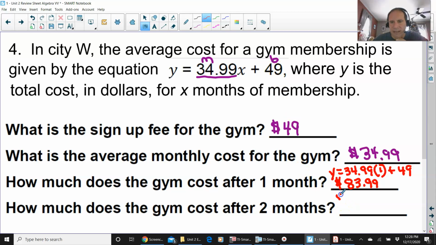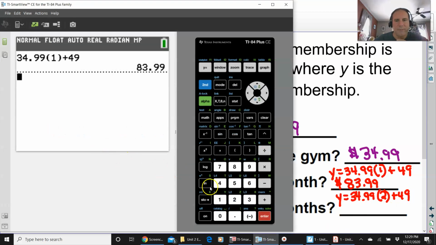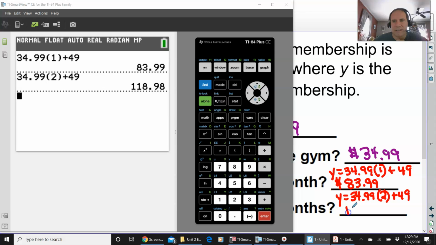So I'm just going to go ahead and substitute 2 months now in for the x. Always substitute, use that equation, times 2 plus 49. I'm going to bring up the calculator again and type $34.99 times 2 plus 49. Enter. $118.98 for the gym for 2 months.